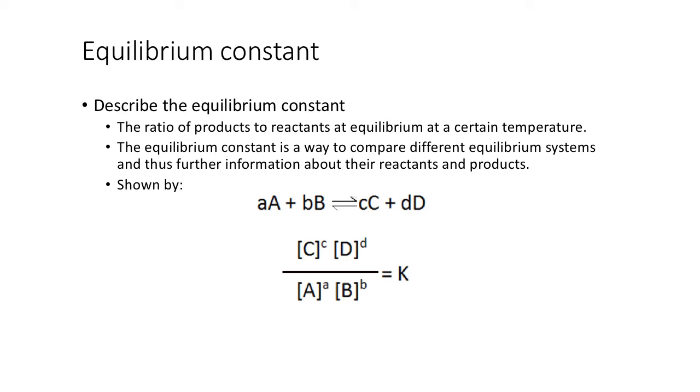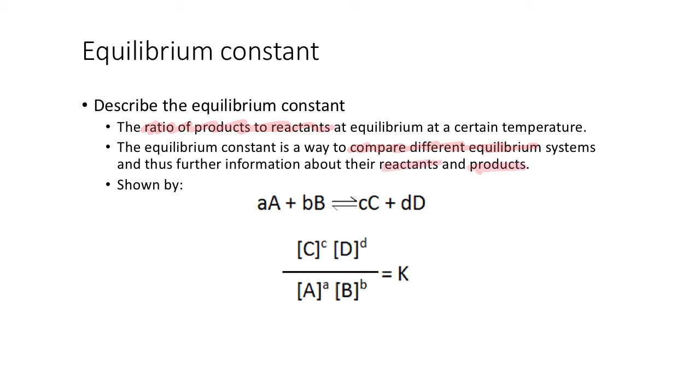And so for different reactions, there are going to be different amounts of reactants and products when they're going at the same rate. Some reactions will have a lot of products, some reactions will have a lot of reactants. Therefore, this equilibrium constant is effectively the ratio of products to reactants at equilibrium at a certain temperature for a certain reaction. It's a value to use to compare different equilibrium systems and give us information about the reactants and the products.